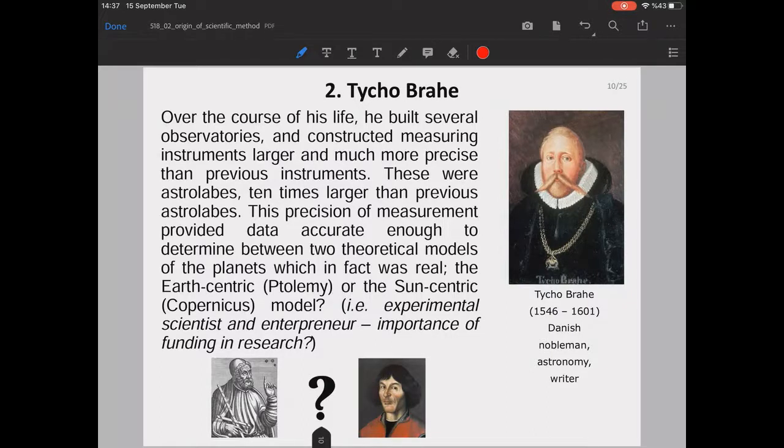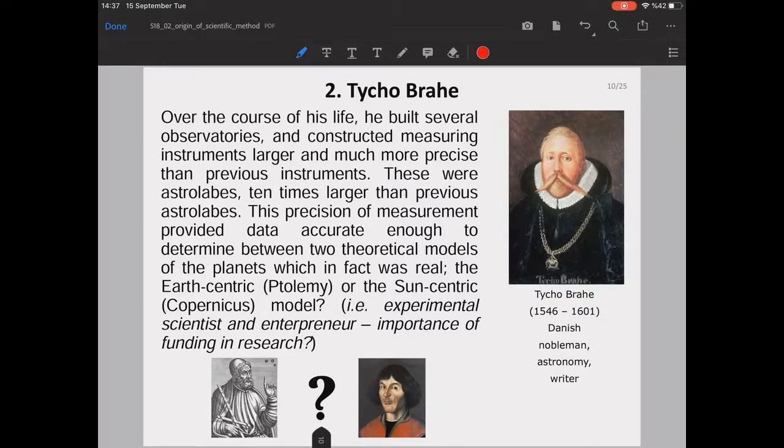And curiosity is an important attribute or property of a scholar, of course, or scientist. These were astrolabes 10 times larger than the previous astrolabes. This precision of measurement provided data accurate enough to determine between the two theoretical models of the planets, which in fact was real. Which one is real? The Earth-centric view or the Sun-centric view?